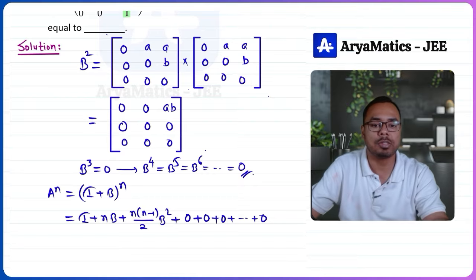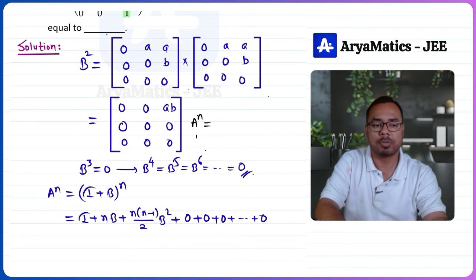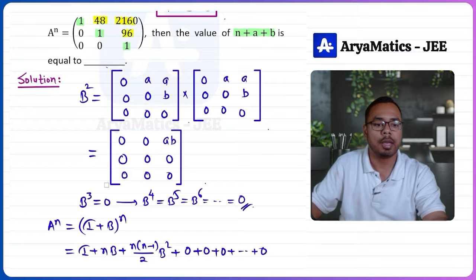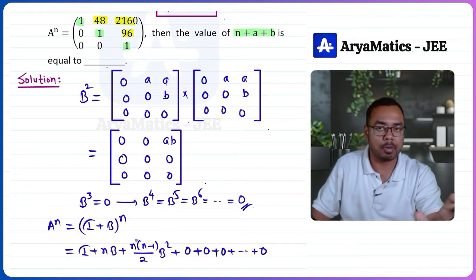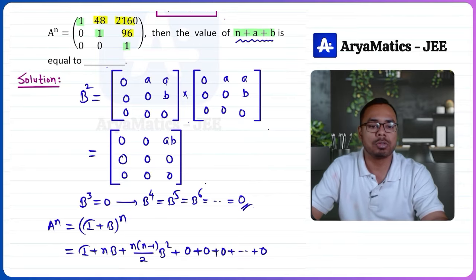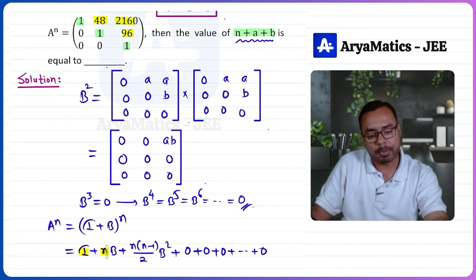And the given matrix A raised to n, let me write that matrix here, and then we can compare the corresponding elements. This was our matrix A raised to n. We had 1 on the diagonal, and then we have 48, 2160 and 96. So now let us try equating the corresponding elements. That will give us equations in a, b and n, and by solving those equations we can get the values of a, b and n. So A raised to n is this matrix, and A raised to n is I plus n into B plus n into (n minus 1) by 2 into B square.